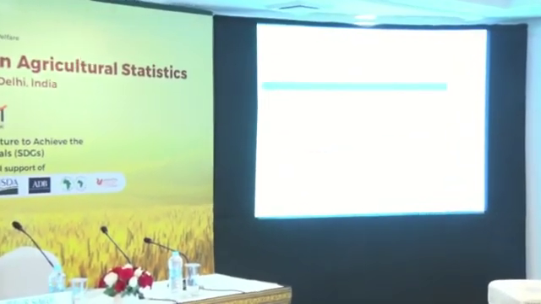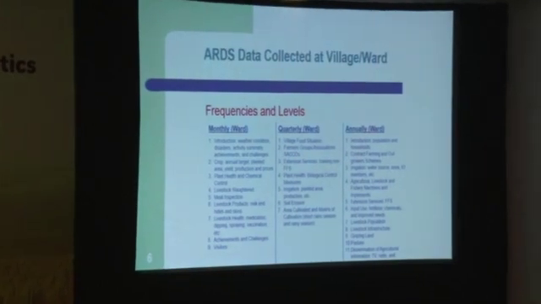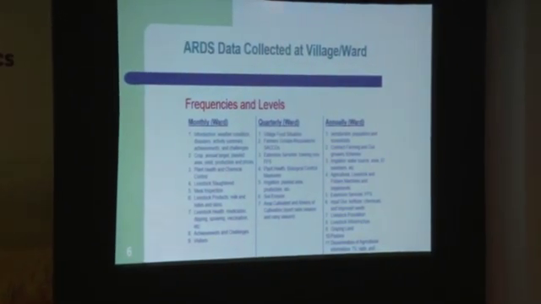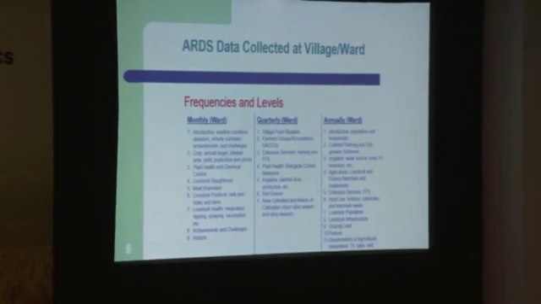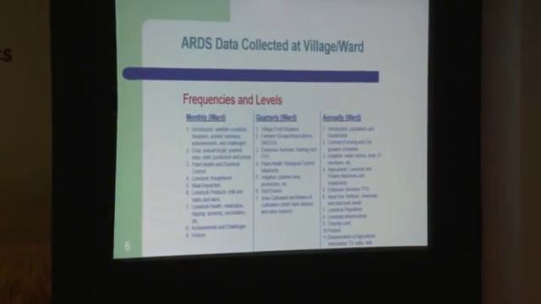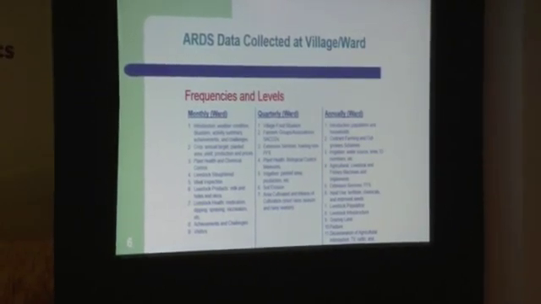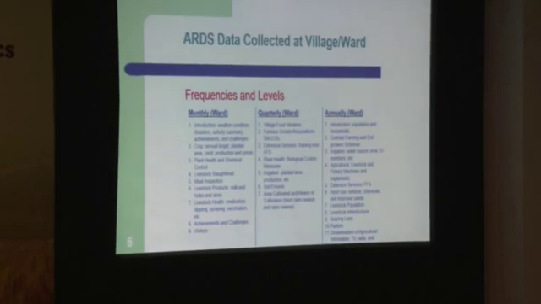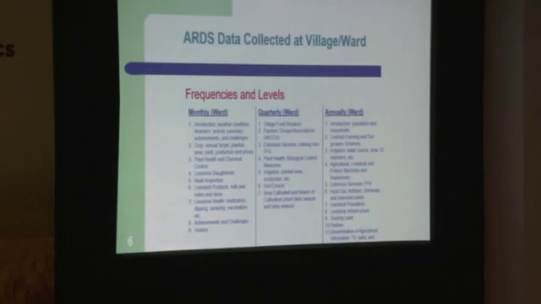The frequencies of capturing data at the village level, as you can see from the screen, are monthly, quarterly, and annual. From the ward level, this is how we capture: monthly, but also quarterly and annually. Some of the variables captured monthly cannot also be captured quarterly or annually, at the end of the year. But you can see the kind of variables which are really being covered.